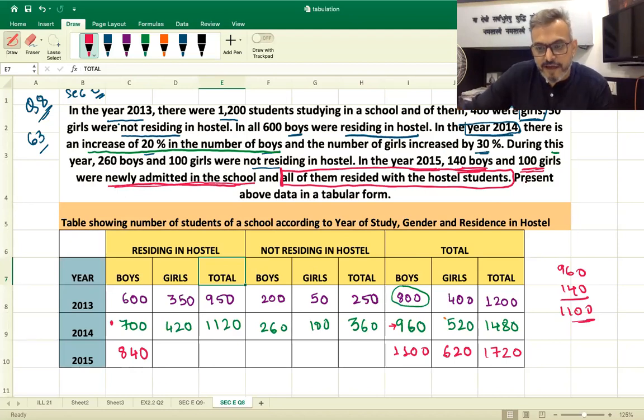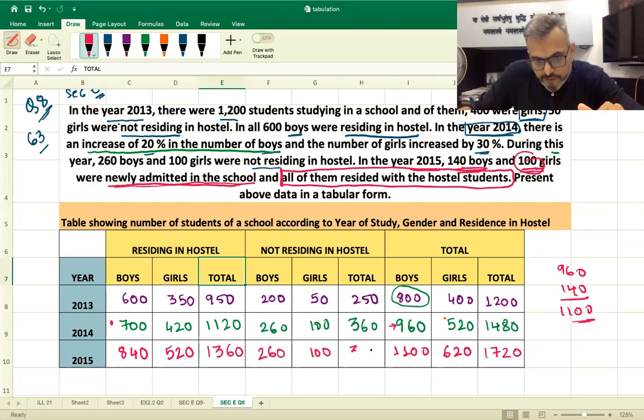नई जो भी गर्ल्स आई वो भी हॉस्टल में ज्वाइन हो गई. तो पहले 420 गर्ल्स थी, अब 100 गर्ल्स ऐड हो गई, तो ये हो गया 520. So let's do the total now. 840 plus 520, 1360. What about the other students? Now not residing in hostel remain the same. So we write over here 260, 100, 360. Got it now?